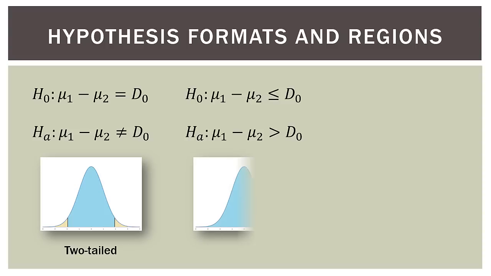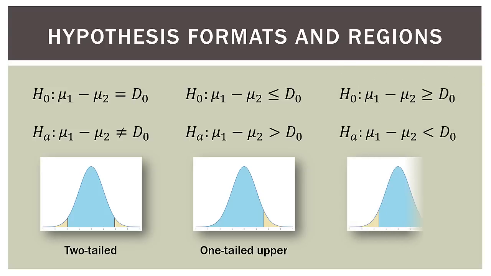Now we also have the situation where the difference between the 2 means is less than or equal to our hypothesized difference. So mu sub 1 minus mu sub 2 is less than or equal to d sub 0. Therefore, the alternative hypothesis is that the difference is greater than d sub 0. Now, this is a 1-tailed test. If you notice, the direction the inequality points in the alternative hypothesis is where the rejection region is in the distribution. So this is a 1-tailed upper test.